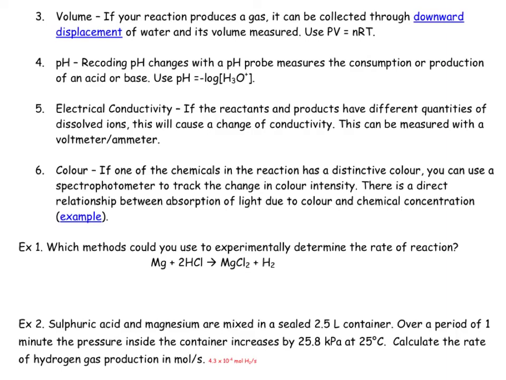Sixth way is if one of your chemicals in the reaction has a distinctive color. You can use an instrument called a spectrophotometer to track the change in color intensity. There's a direct relationship between absorption of light due to color and chemical concentration. The higher the concentration is, the more light gets absorbed.